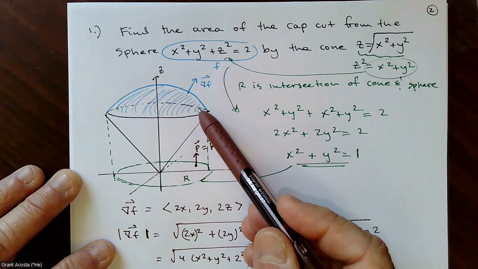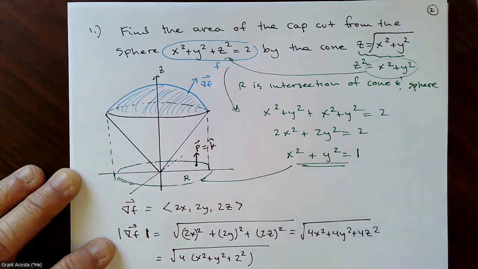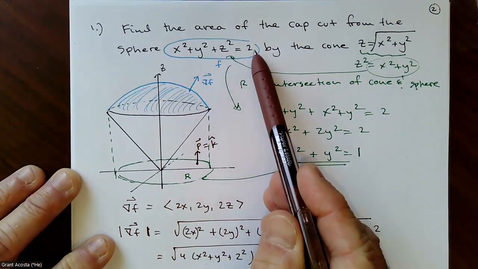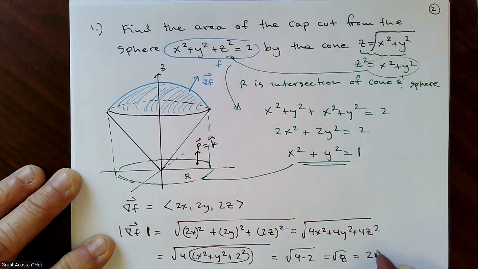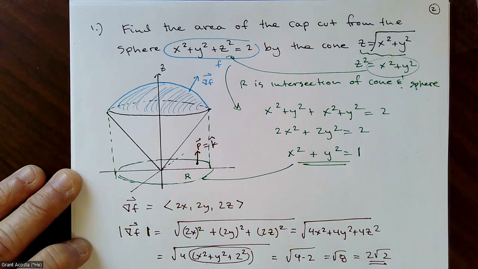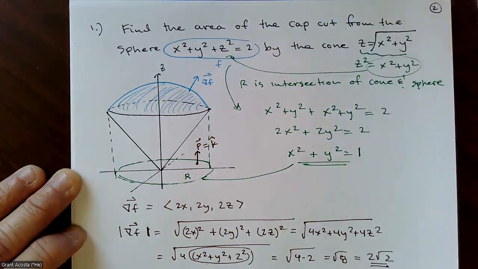We're talking about the surface here. So what does x squared plus y squared plus z squared equal on the surface? It's always going to equal 2. So this just equals 2. I get the square root of 4 times 2, the square root of 8. I suppose that's 2 root 2. So the magnitude of the gradient actually worked out pretty nice.